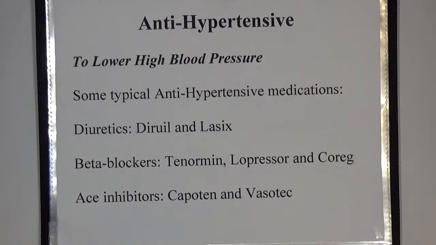a stroke by 40%, and the risk of a coronary heart disease is reduced by 15 to 20%. And that reduces the probability of heart failure and of cardiovascular disease. Some typical antihypertensive medications are diuretics such as Diuril and Lasix, beta blockers such as Tenormin, Lopressor, and Coreg, ACE inhibitors such as Capoten and Vasotec.